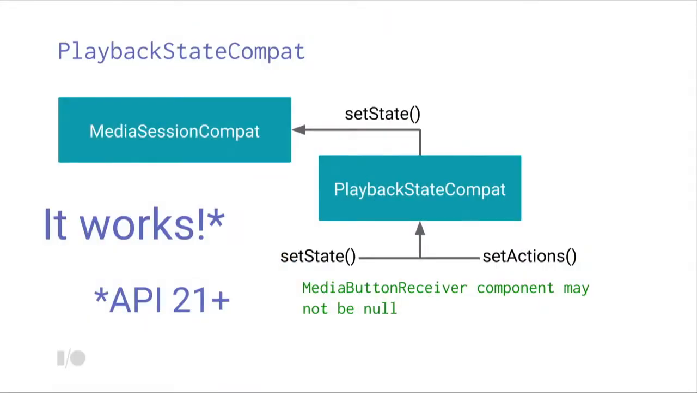Yay! Well, OK, I lied. It works great on API 21 plus. Turns out it fails completely on pre-API 21 with a nice handy error message saying media button receiver component may not be null. OK, I'll take your word on it. But what is a media button receiver component, and why do I need it?